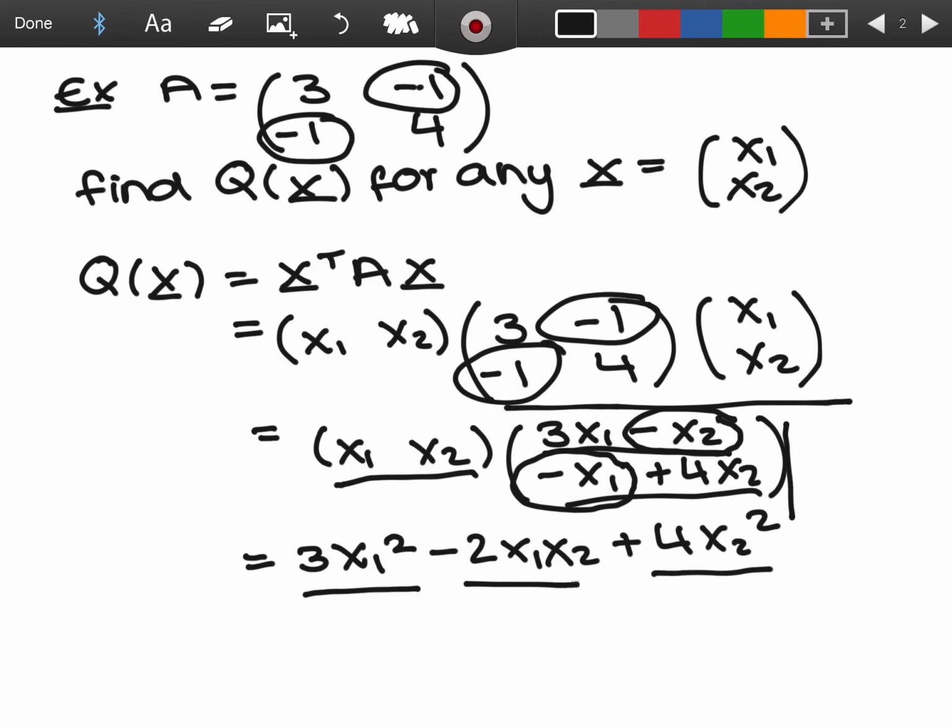We tend to call these terms the cross product terms. So any term that is mixed with xi's, so you've got different xi's within the same term, you tend to call it the cross product term.